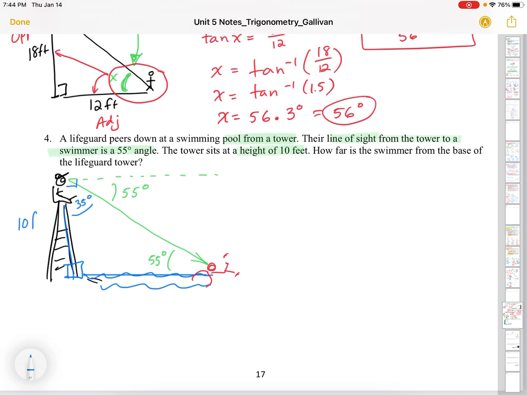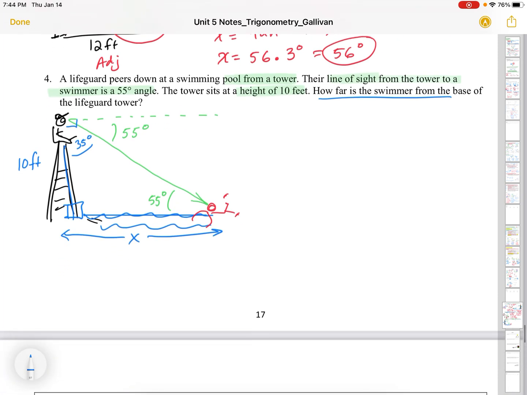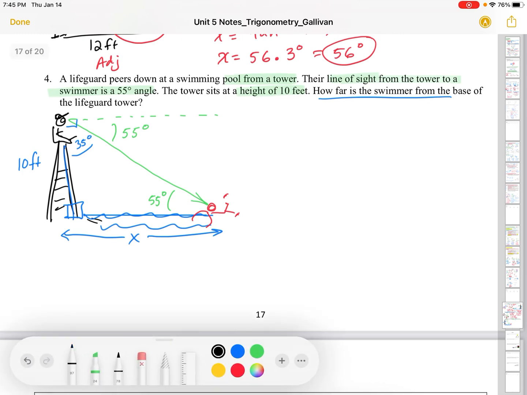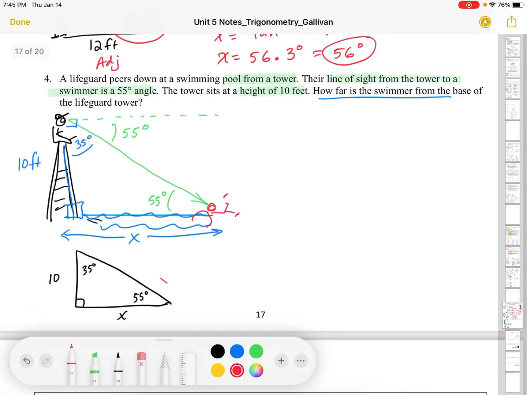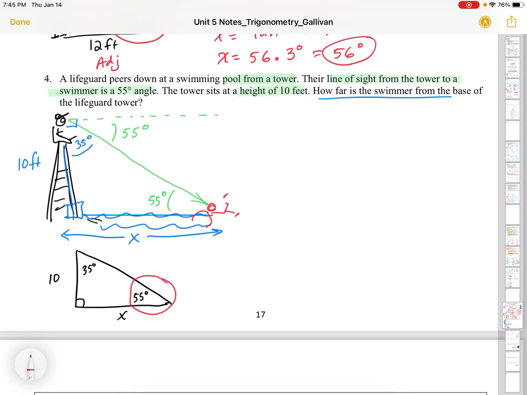Now the tower is 10 feet tall. And we want to know how far is the swimmer from the base of the lifeguard tower. Okay, so we want to know this distance x, right? So let's redraw this and make a new triangle. Okay, so I've got my triangle like so. x, 10, 35 degrees or 55 degrees, doesn't matter which one. And we're looking for x. Now, I'm going to use the 55 because it was given, just in case I did an error figuring out the 35, like I did the first time.